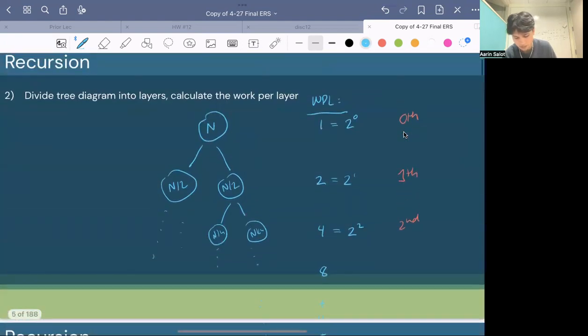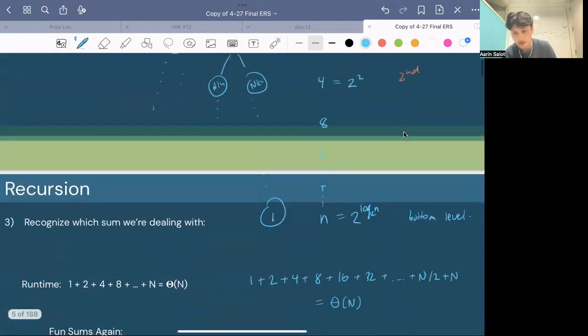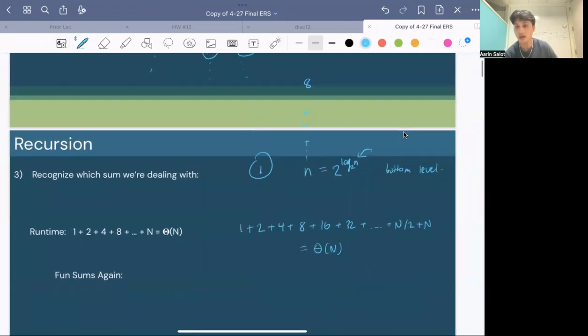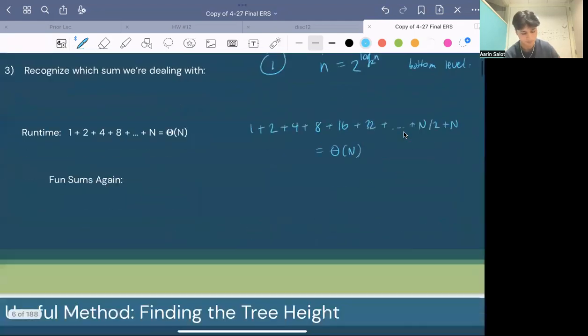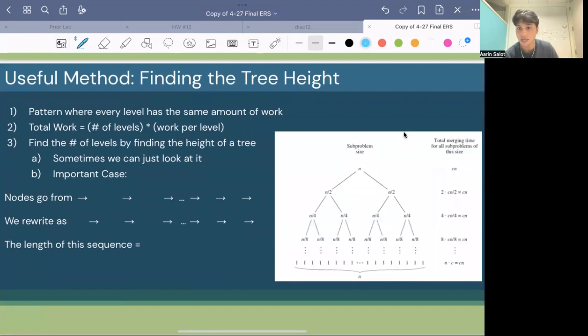So previously I mentioned that the final level was log base 2 of n. And the reason why is because this is equal to the height of the tree. And in the next slide, we'll go over how exactly we derive the height of the tree. So a really useful method in trying to solve these recursive types of problems is finding the height of the tree. This is super useful for patterns where we determine that every single level has the same amount of work happening, because then we can determine the total amount of work by just calculating the number of levels and multiplying it by the amount of work per level.